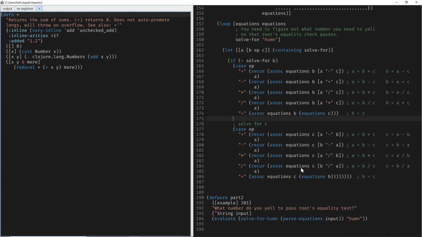Right, and then for part 2, we can simply parse the equations again. Then we solve for human, then we get a new bunch of equations that we just built, and then we can evaluate not starting at root, but starting at human. And that gives us the desired result.